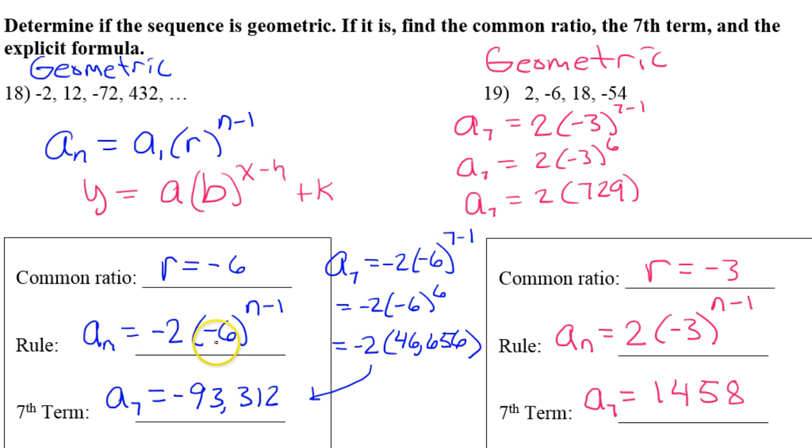2 is our a value. -6 here is our b value, and x minus h plus k. You can see that h is 1 and k is 0. So this is an exponential function. That's why we're bringing it up.